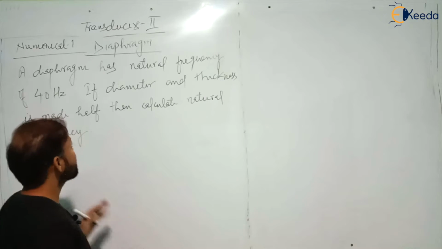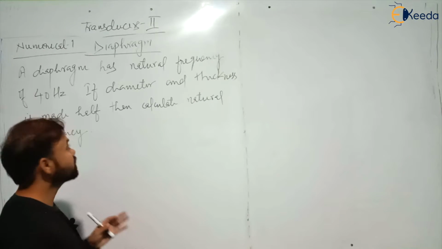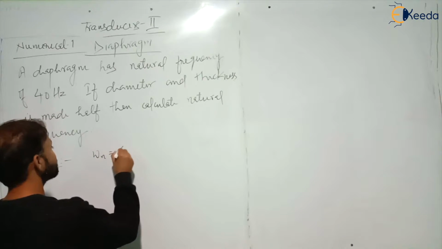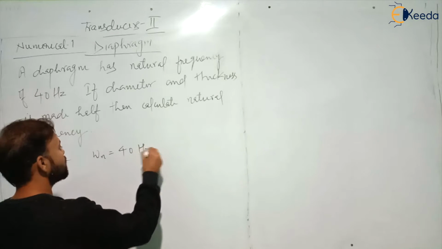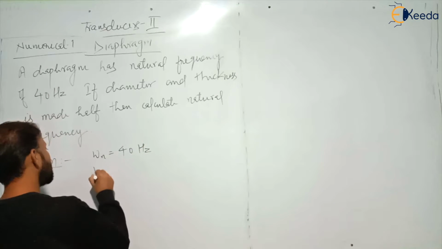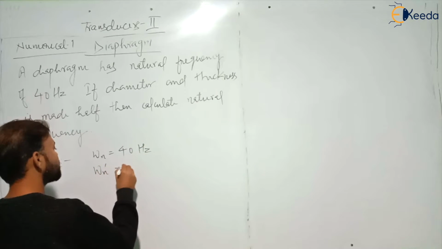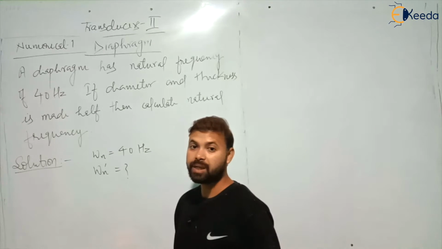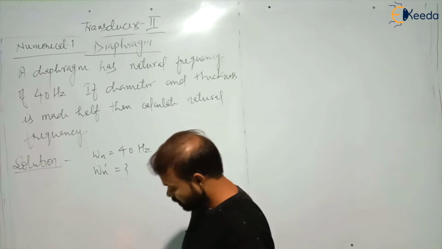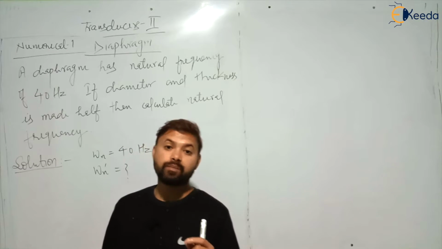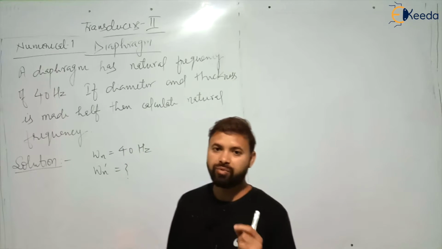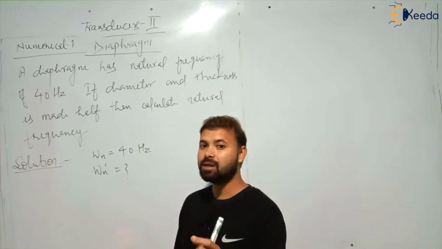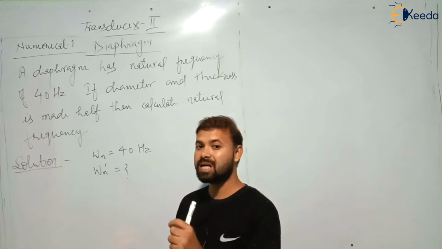First, let us write the parameters which are already given in the question. So you have natural frequency as 40 kHz and you have to calculate the other natural frequency when thickness and diameter are made half. Right? So, in the diaphragm, we know the formula, we know the natural frequency relation and the relation between thickness and diameter.